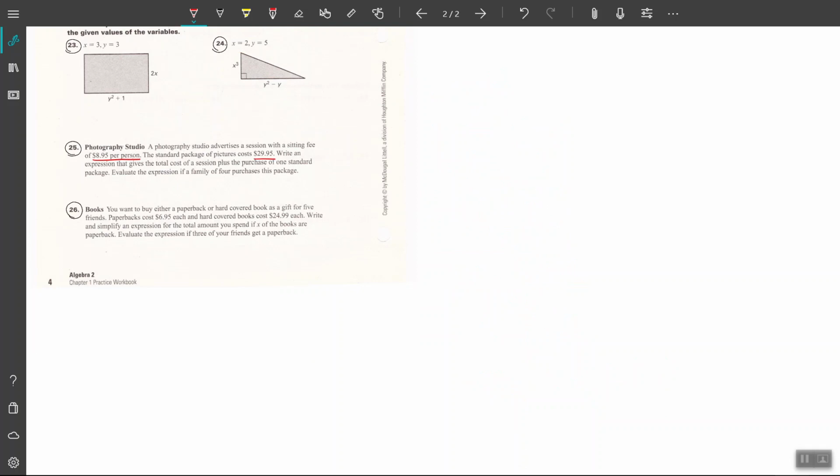It's a one-time fee. Write an expression, or we could say write a function, that gives the total cost of a session plus the purchase of one standard package. And then you're going to evaluate that expression if a family of 4 purchases the package. So again, we've got a two-part here. It's just like 23 and 24. We have to write the expression first. Right? We have to assign a variable for the number of people.